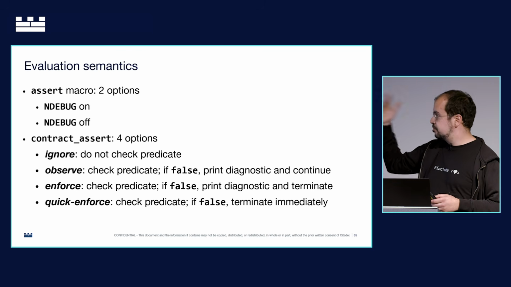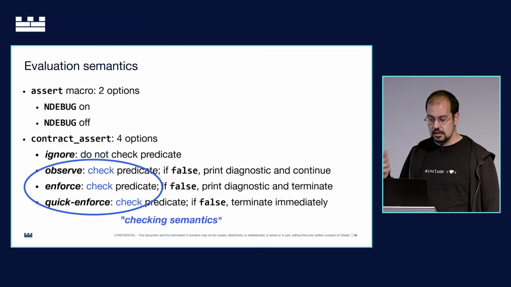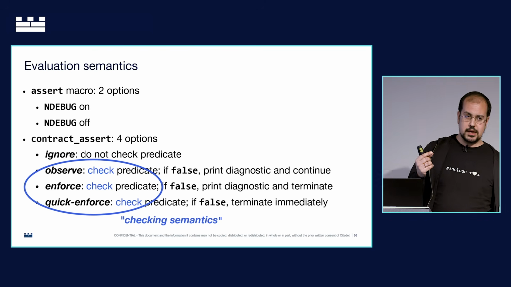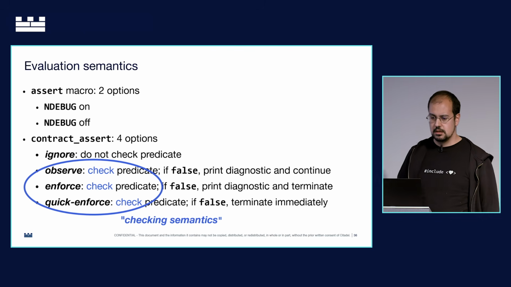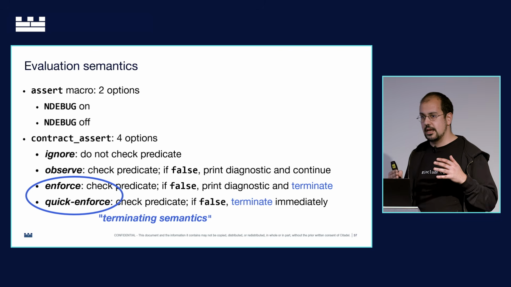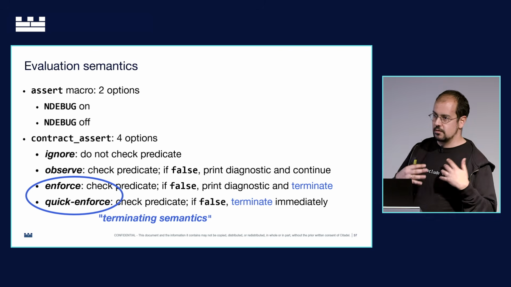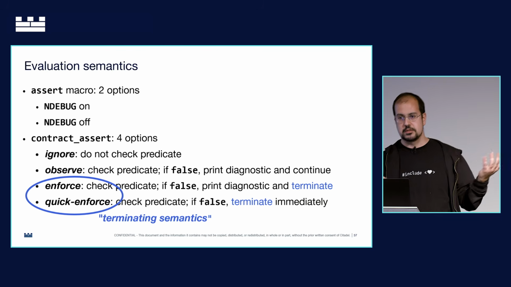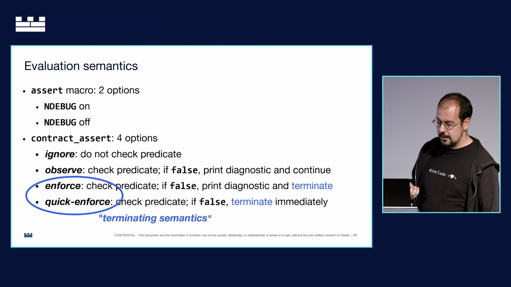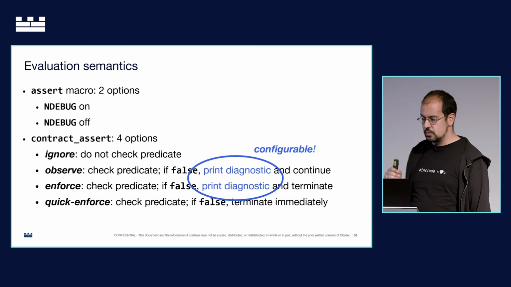So ignore does what you would think it does. It ignores the check. It doesn't actually do anything. Then the other three are called checking semantics, so they actually check the predicate. And these last two are called terminating semantics because they will not let your program proceed past a failed check. So that's very good for things like if you really need your bounds check to happen, for example. And also this print diagnostic bit that observe and enforce do by default.